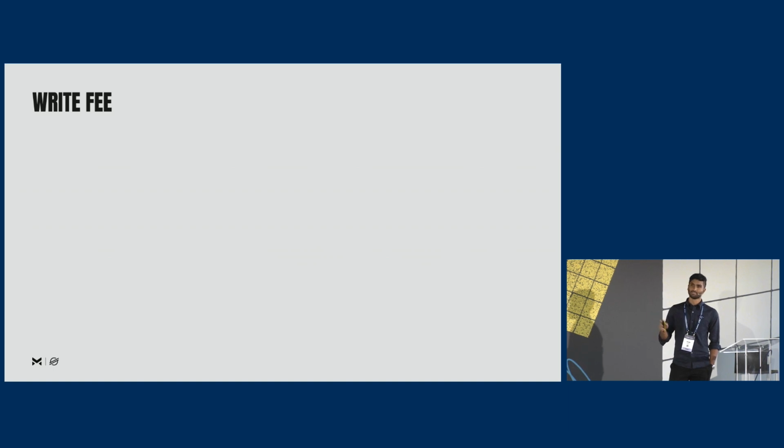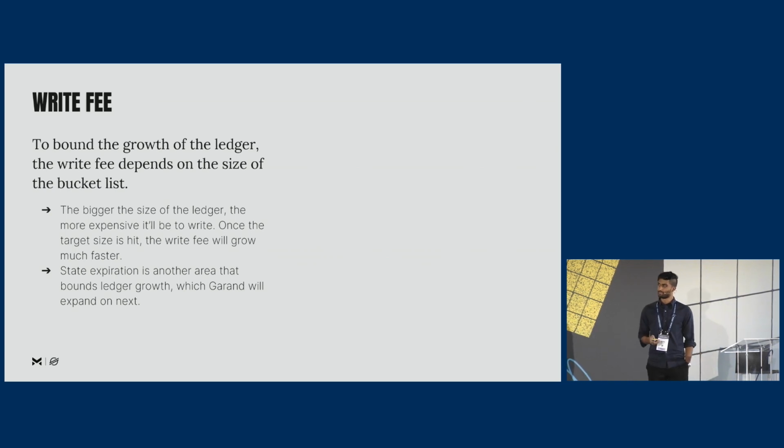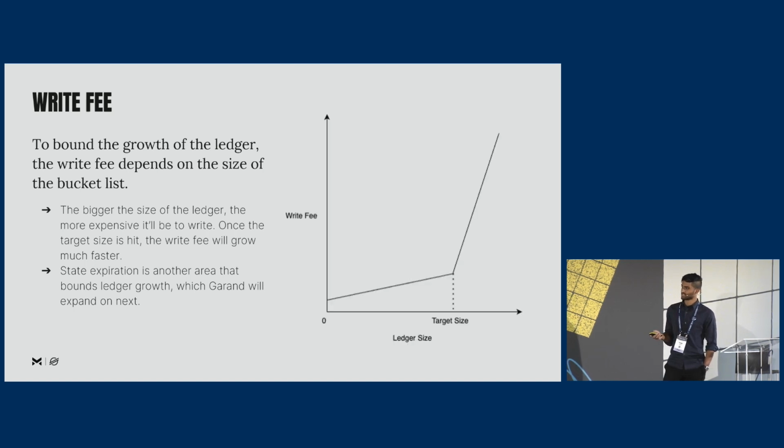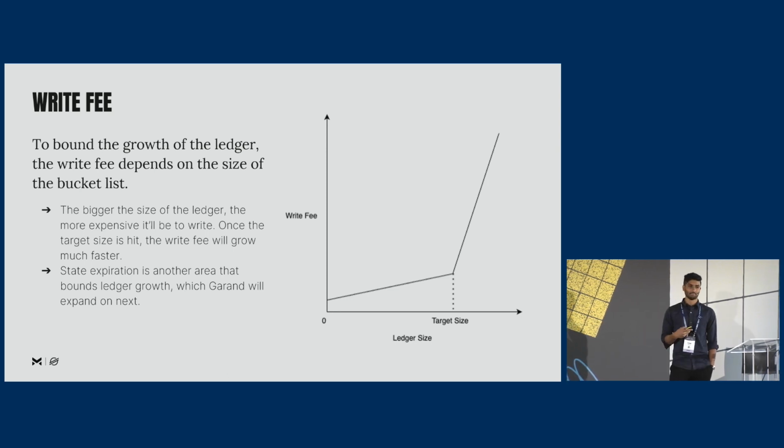And this is part of the I/O component of the non-refundable resource fee. So to bound the growth of the ledger, the write fee depends on the size of the ledger, and more specifically, the size of the bucket list. So the bigger the size of the ledger, the more expensive it will be to write, as you can see in this graph right here. And in addition to that, there's this target size, and once the target size is hit, the write fee will grow much faster because we apply a multiplier to it.